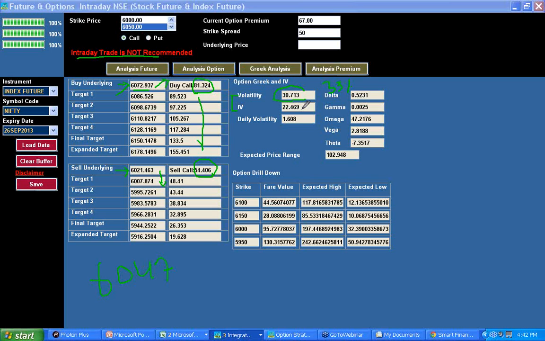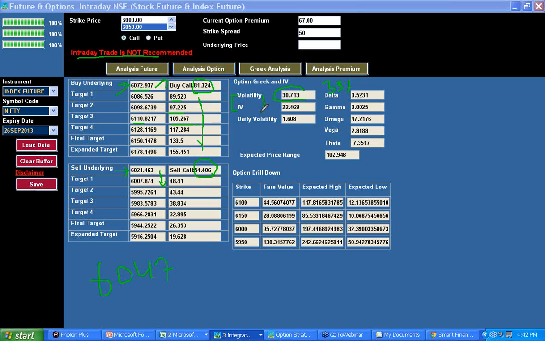Even though if you enter, this expectation of 89 will not come, 97 will not come, 105 will not come. Even though Nifty will move to suppose 6110, you have expected 105, you won't get 105. You may be getting some 90, 95, 92. So your expectation won't come if the implied volatility and volatility are not establishing a tradable relationship between them.